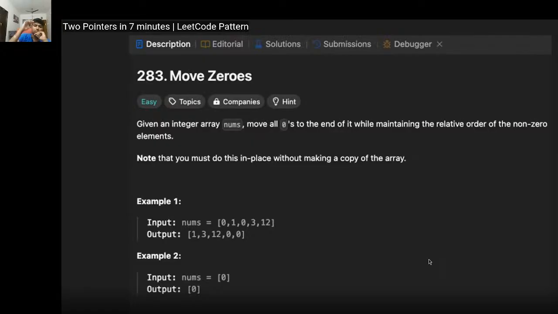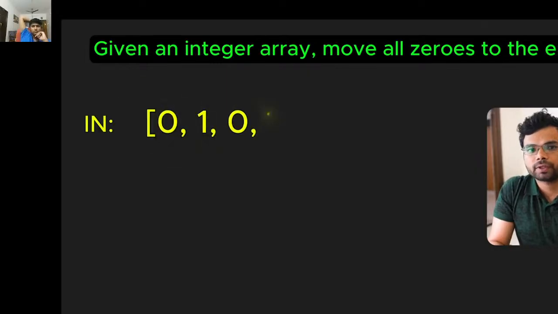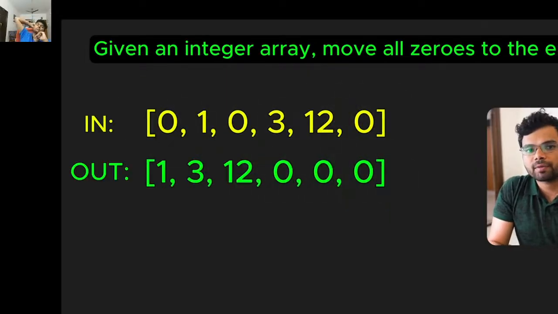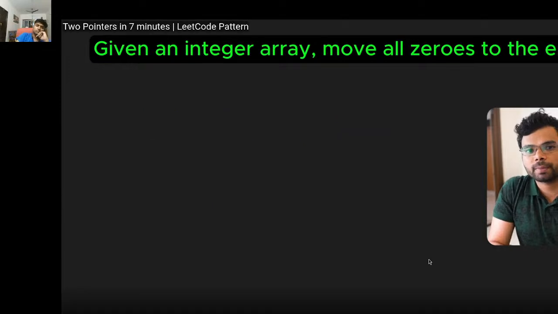Move Zeroes. You are given an integer array, move all zeros to the end of it. You must do this in place without extra space and maintain the relative order of non-zero elements. For this input, the output would be as shown. A naive approach would be to create a new temporary array initialized with zeros.